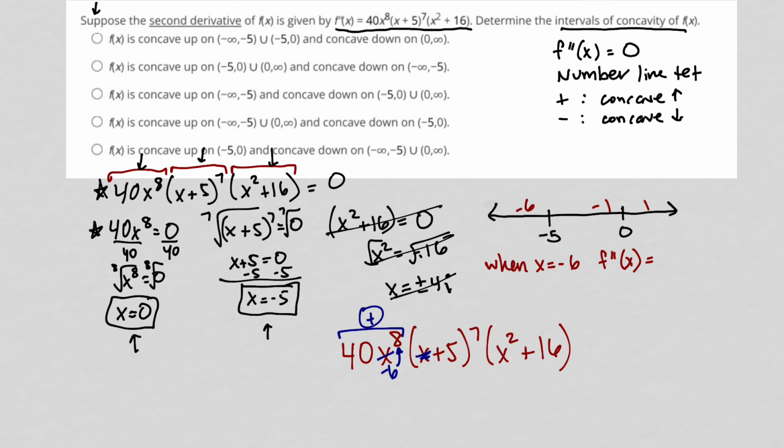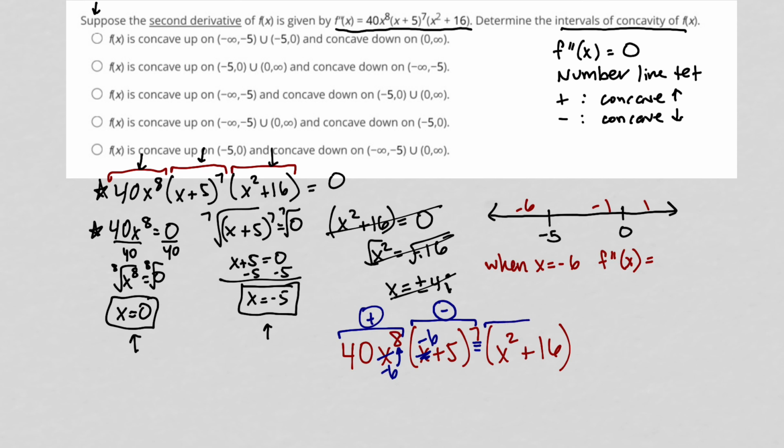If I put a negative 6 in here, negative 6 plus 5 is negative 1. And then negative 1 to the 7th power, an odd power, is actually going to be negative. Because any negative number to an odd exponent will remain negative.